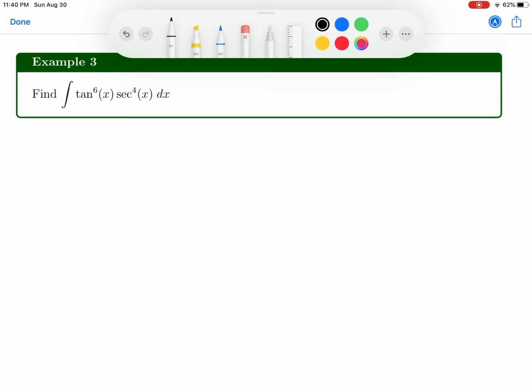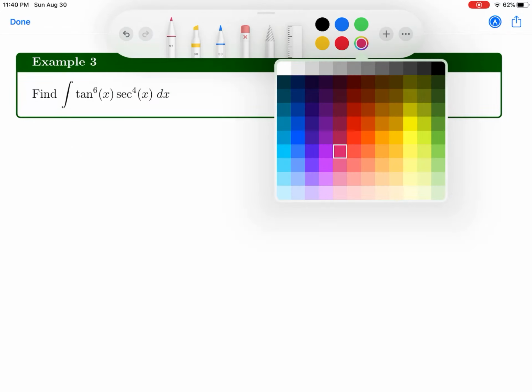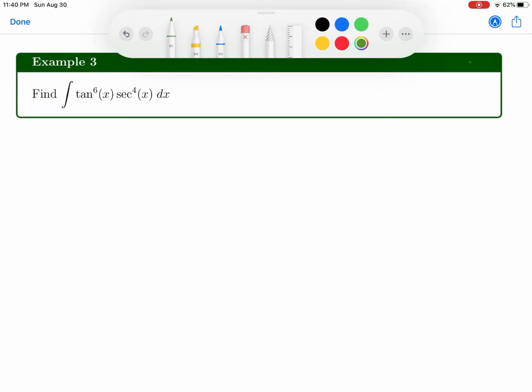So what I'm going to do is strip off one factor of secant squared. Let's do it in a different color, a color that we haven't used. Let's do a green. Okay, so let's do exactly what I said. We're going to break up the secant to the 4th power. I'm going to keep tangent to the 6th, and break up secant to the 4th so that I rewrite it as two secant squares. There they are. I broke them up.